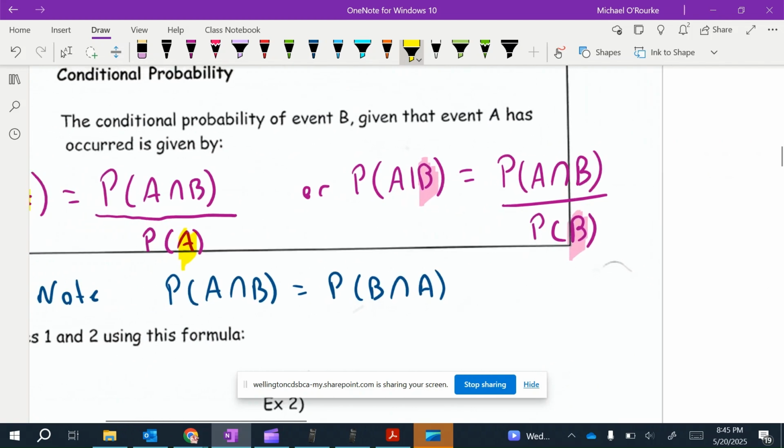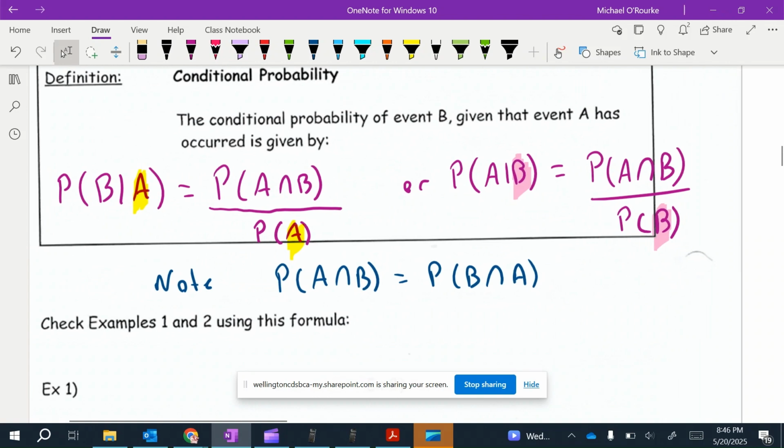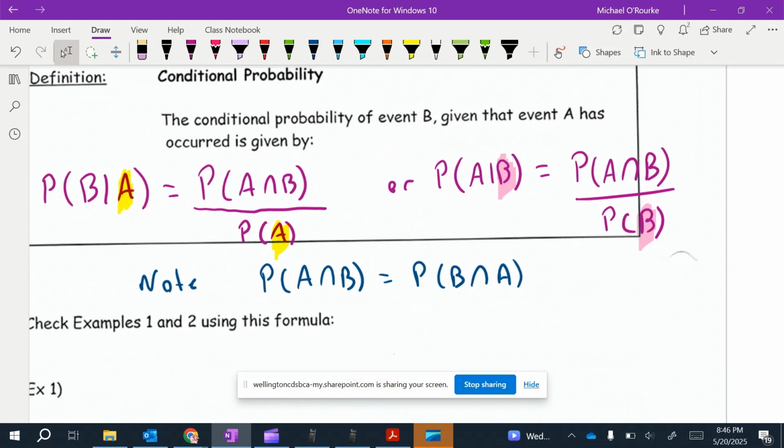If I go over here, it's the same thing written out, but a little backwards. This is the probability of B given A happens, so it's the probability of A and B happening divided by the probability of A. Here, it's the probability of A happening given B happened, so it's the probability of A and B divided by the probability of B. Since B was the first thing that happened here, B has to be on the bottom.